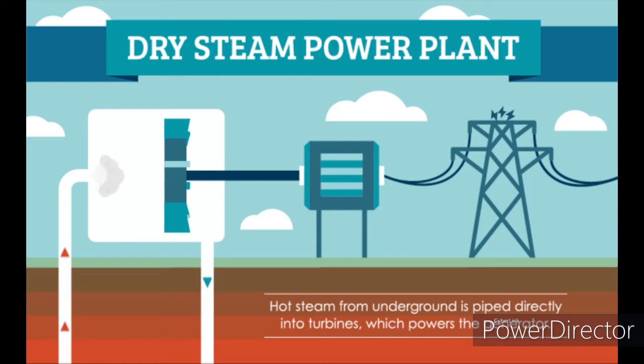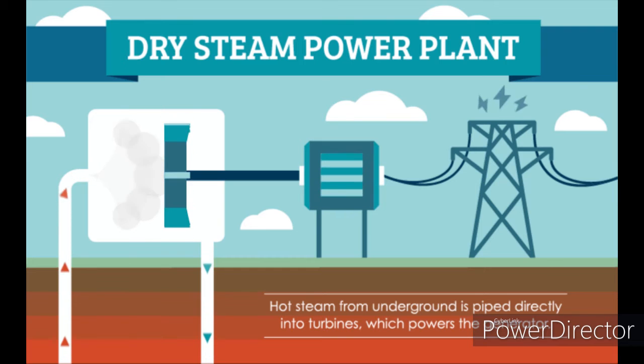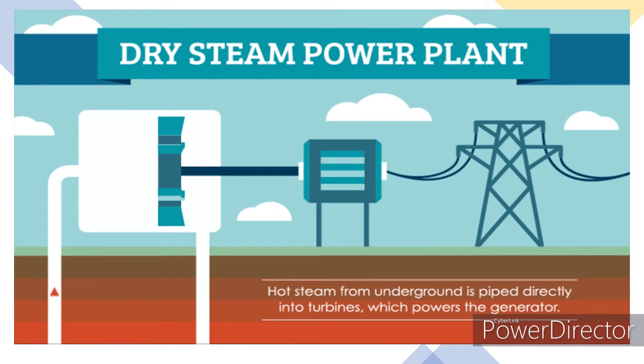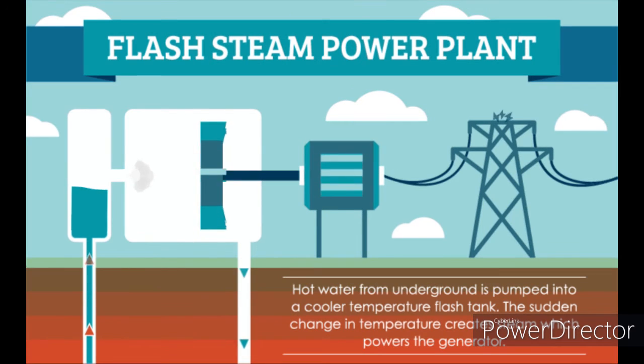The types of geothermal power plants. Dry steam plants are the most common types of geothermal power plants. It works by piping hot steam from underground reservoirs directly into turbines, which power the generators to provide electricity. After powering the turbines, the steam condenses into water, and is piped back into the earth through the injection well.